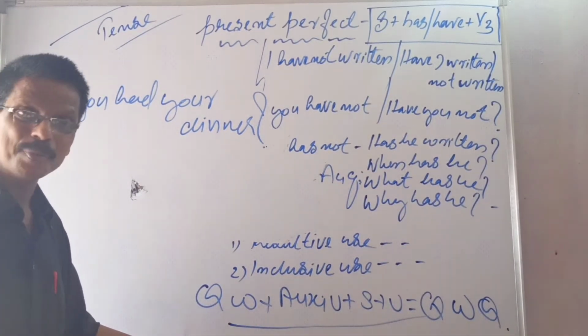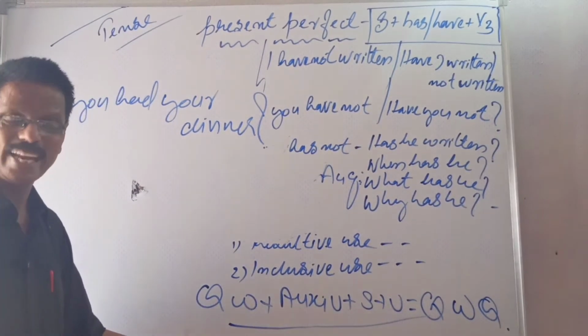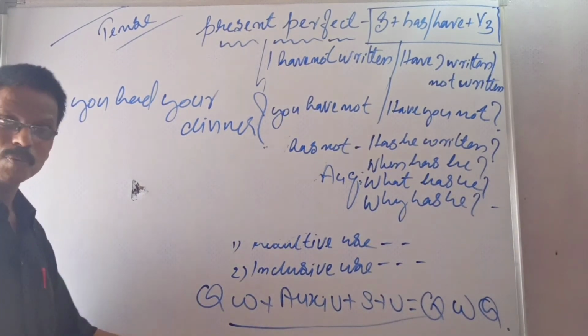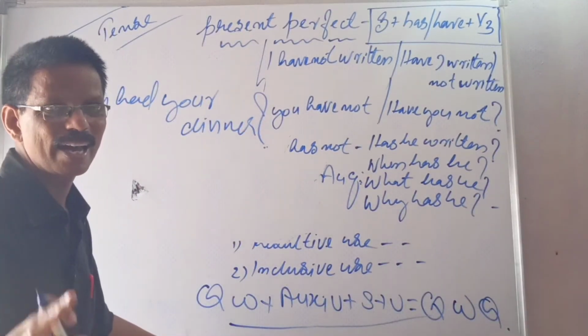Use of be: am, is, are, was, were. Do, does, did. Separate videos are there. And have, has, had. If time permits, please visit and see those three videos.